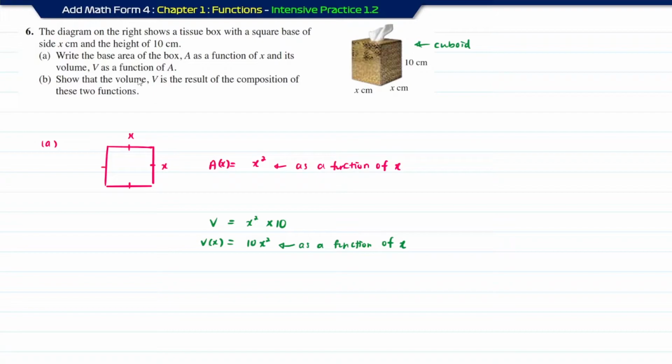So this V is a function of x. But the question is asking you to state the volume as a function of A, which means we need to have A as our object for the volume. The x squared in the volume is also the x squared we have for the area, which is equal to A. So I can substitute the x squared with A. By doing so, this volume is a function of A.